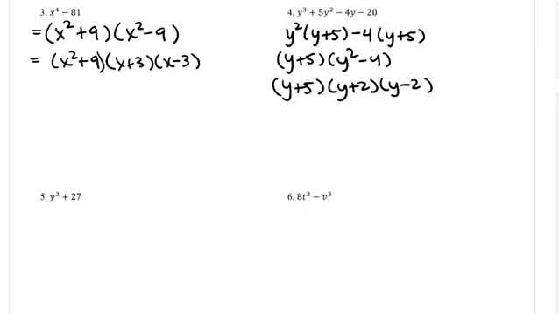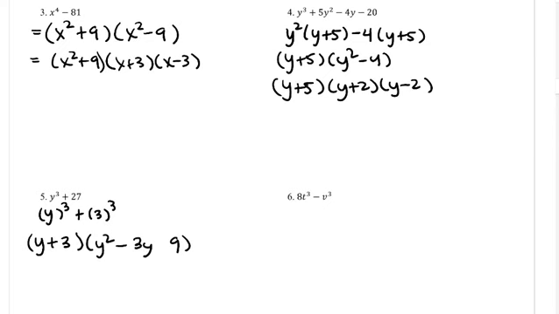Okay, this is a sum of 2 cubes, so this is y to the third plus 3 to the third. And what we're going to do is we're going to say that that's y and 3, y squared, 3 times y, and 3 squared, and it's the same, opposite, always positive.